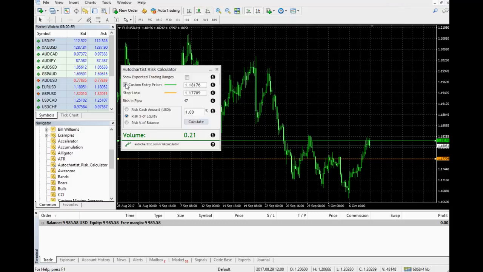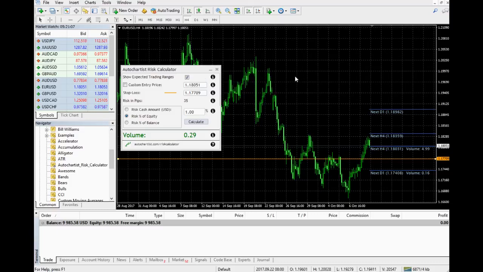The risk analyzer is also integrated with Autochartist volatility analysis data. This means that if you tick the Show Expected Trading Ranges checkbox, you'll get the expected trading ranges along with the position sizes for the different levels. This allows you to not only consider your trading strategy for stop loss levels, but also the expected price volatility.